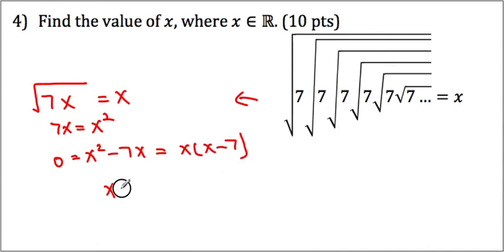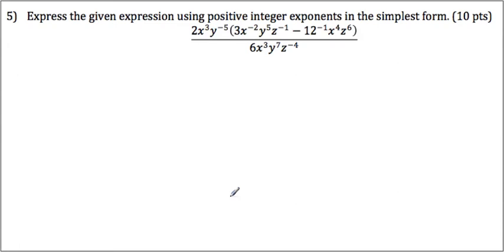Then you will realize that x will be equal to either 0 or 7, but it cannot be 0 because we realize the square root of 7 already is greater than 0. And keep on multiplying by something that's greater than 0 will never be equal to 0. So 0 has to be rejected, and 7 becomes our final answer. Now, number 5.